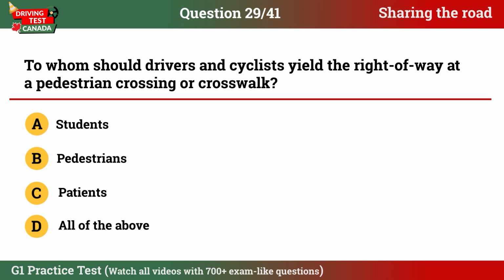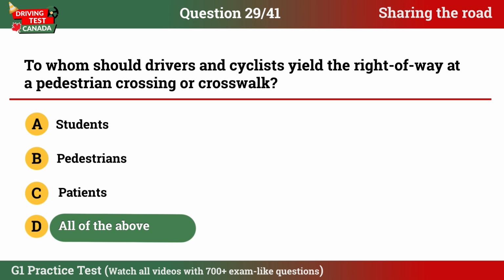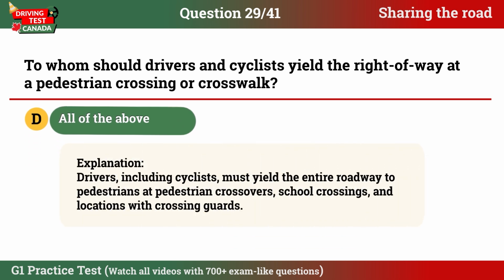The correct answer is D. All of the above. Explanation. Drivers, including cyclists, must yield the entire roadway to pedestrians at pedestrian crossovers, school crossings, and locations with crossing guards.